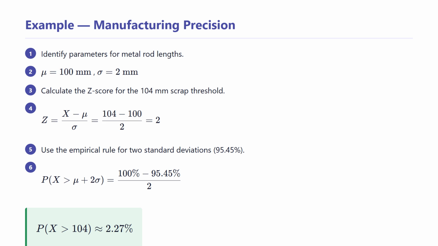The empirical rule tells us that roughly 95.45% of data lies within 2 standard deviations. The remaining 4.55% lies outside. Because the curve is perfectly symmetrical, exactly half of this remainder lies in the extreme right tail. Dividing by 2 gives us approximately 2.27%.